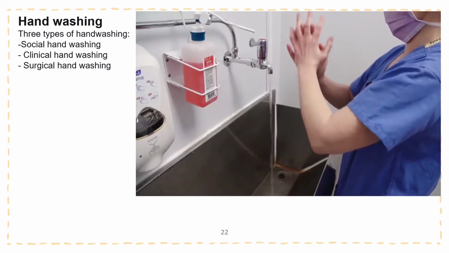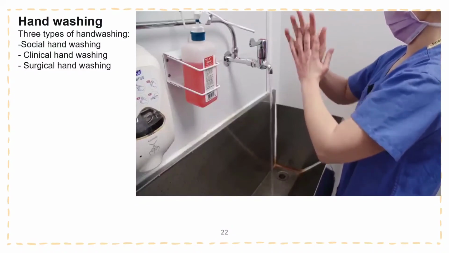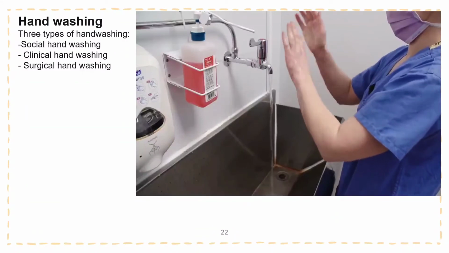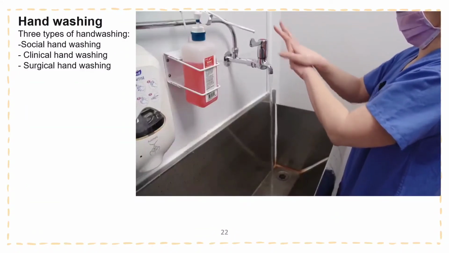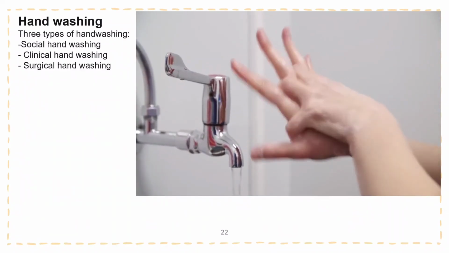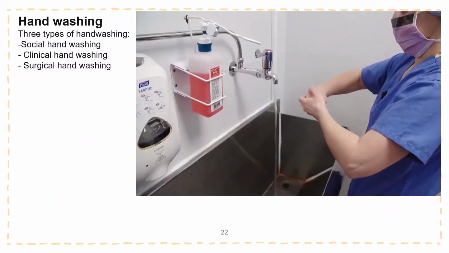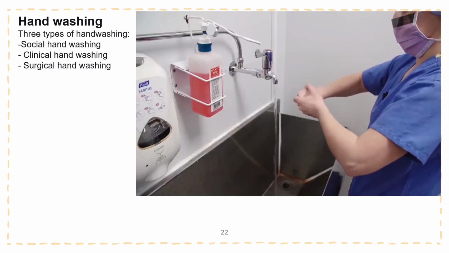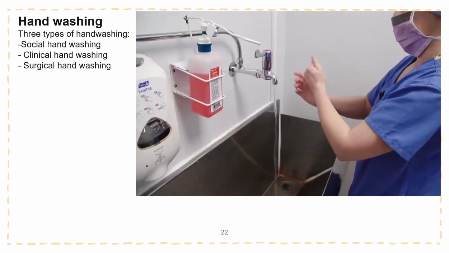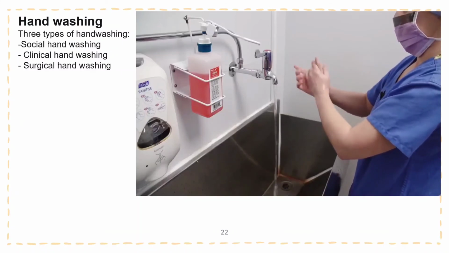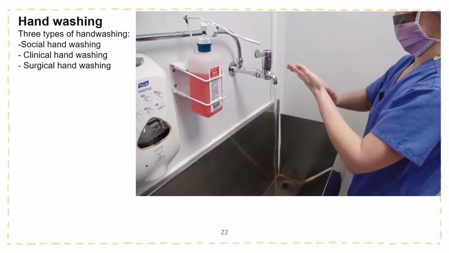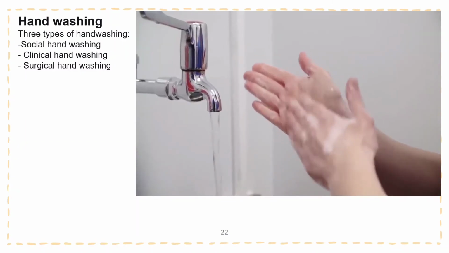With fingers interlaced, work palm to palm. Place right palm on the back of left hand with fingers interlaced. Repeat on the other side. Rotational rubbing backwards and forwards with clasped fingers of right hand into left palm and vice versa. Rotational rubbing of right thumb clasped in left hand and vice versa. Rubbing fingertips on the palms of both hands.